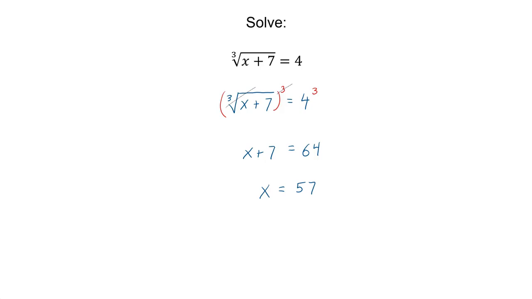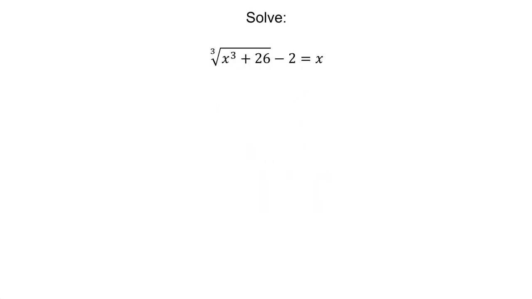So in the original equation, if we substitute back in 57 everywhere we see an x, on the left side of the equation we'll have the cube root of 57 plus 7. The cube root of 57 plus 7 is the cube root of 64, and the cube root of 64 is 4. So that checks. So x equals 57 is the solution to this equation.